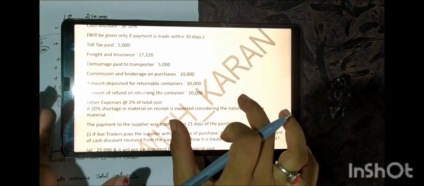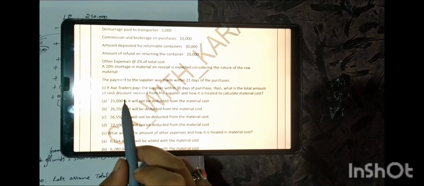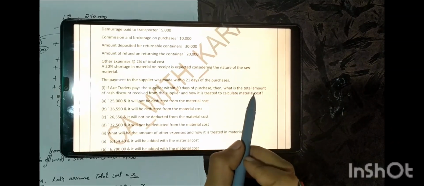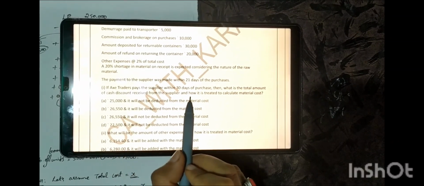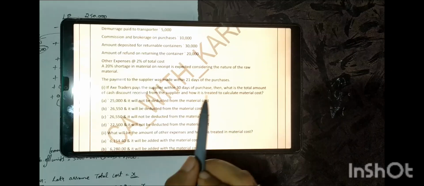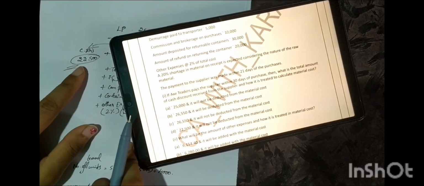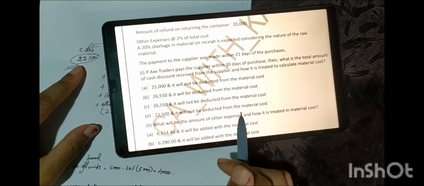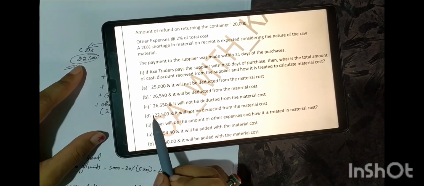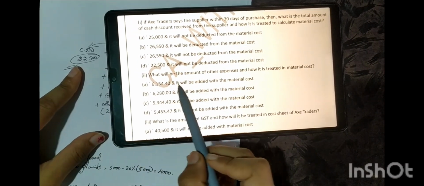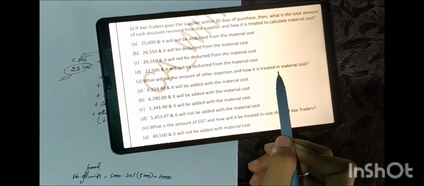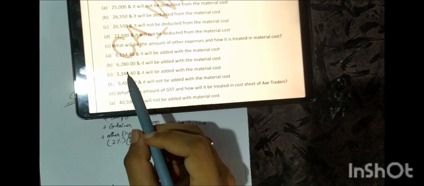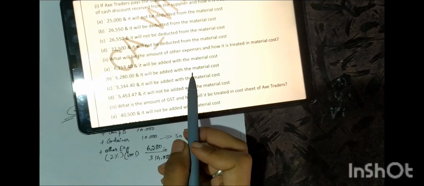So what are the questions? Question 1 is: if AXE traders pays the supplier within 30 days of purchase, then what is the total amount of cash discount received from supplier and how is it treated to calculate material cost? So cash discount we have calculated is 22,500, and it will not be deducted from material cost. So it is option D. And second question: what will be the amount of other expenses and how is it treated in material cost? Other expenses we have calculated as 6280. So option B, 6280, and it will be added with the material cost.